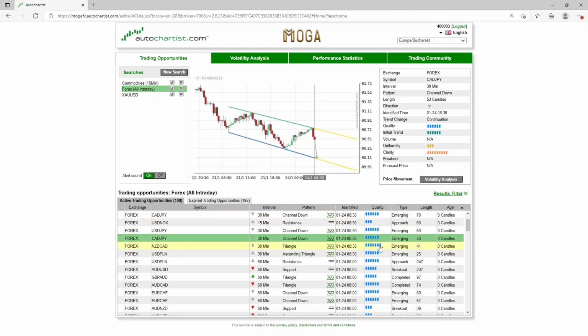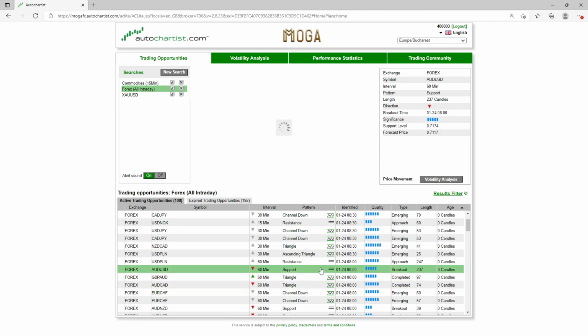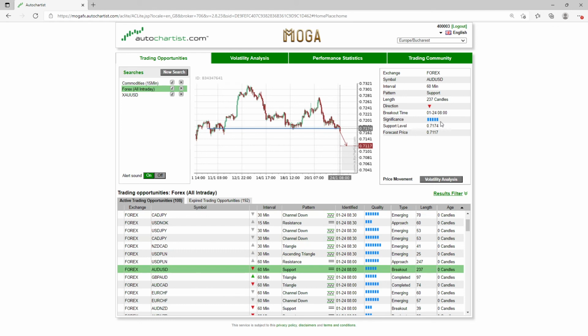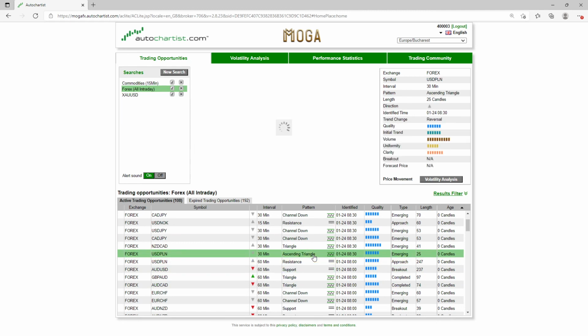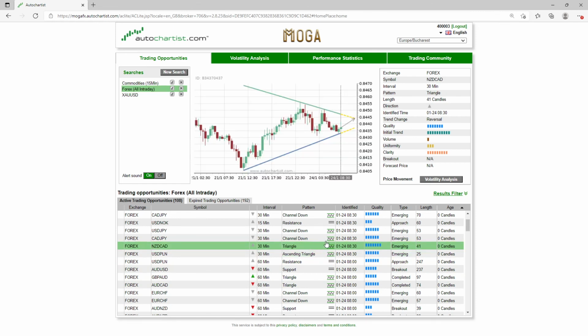The higher the quality, the more certain AutoChartist is on this analysis. The second one is that if you check on support and resistance, they only have the significance, right? Which is the quality, like how strong this is. But if you go for the channels, you're going to see the different metrics here, right? And of course, the higher the metrics, the more certain it is on your analysis. And this is something that you guys want to keep checking.